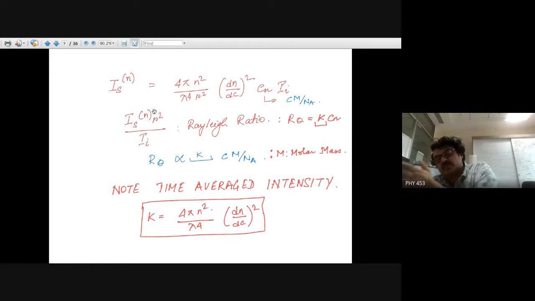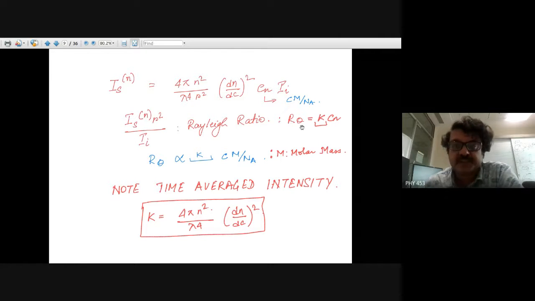Because as you go farther and farther down, you get a quantity called the Rayleigh ratio, which is represented by R theta. This is some constant which depends upon 4 pi n square over lambda to the power 4, (dn/dc) whole square, and this Rayleigh ratio is dependent upon Cn, the number density, which in turn is dependent upon the density, Avogadro's number, and the molar mass.